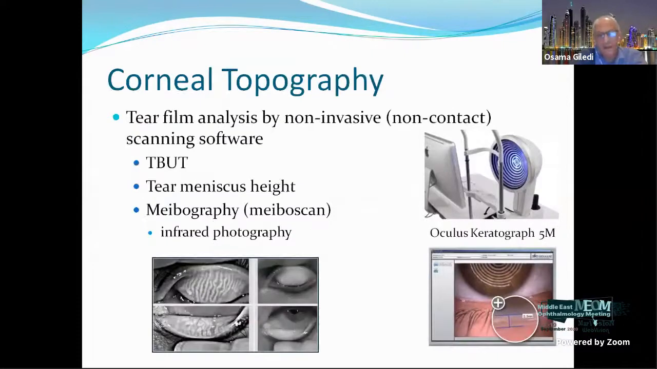The other modality you could use is corneal tomography, which can help with the tear breakup time. It can also assess the tear meniscus height, and the newer ones also incorporate what you call meibography, where you can use infrared photography to see the meibomian glands, the blockage, and the function of the meibomian glands, which is very important and a big factor for dry eye.